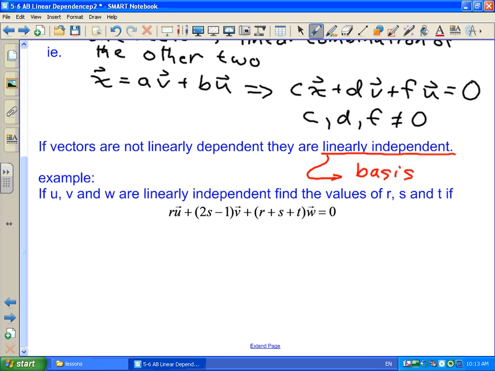Now, I tried to come up with a question here that would actually make use of these properties that we've just talked about up above. Here's the best I could do. If u, v, and w are linearly independent, and these 3 things are vectors, so I'm going to add my vector symbols here, find the values of r, s, and t if we've got this mess here: r times u plus 2s minus 1 times v plus r plus s plus t times vector w all adds up to 0.